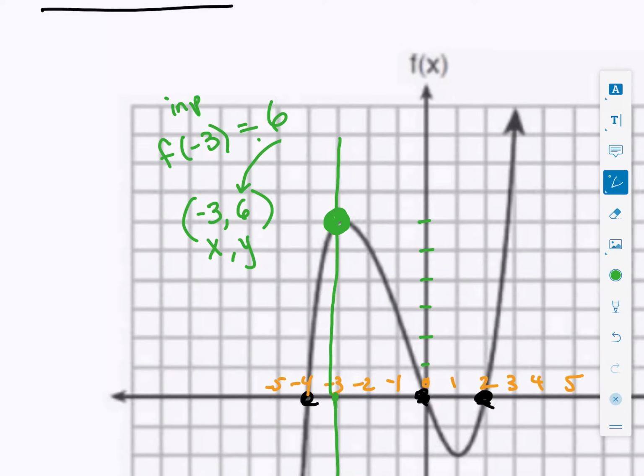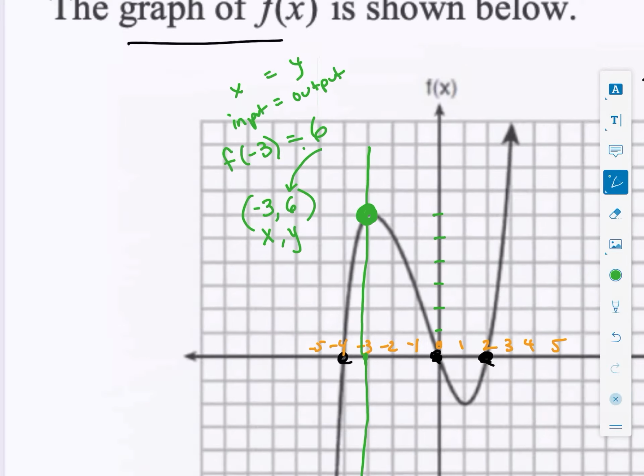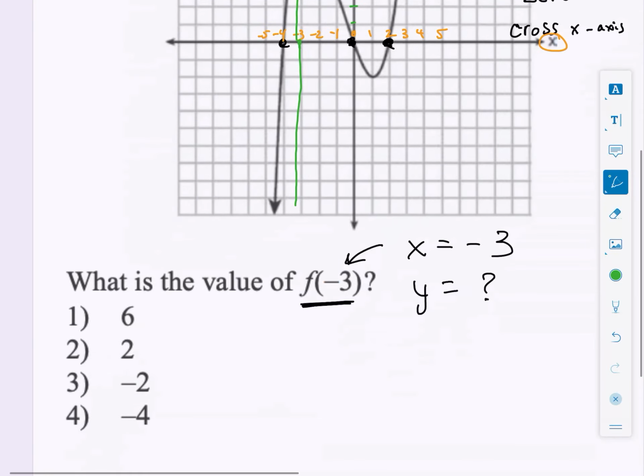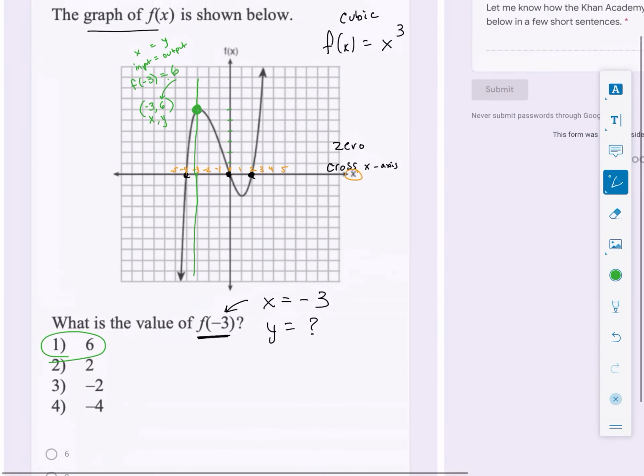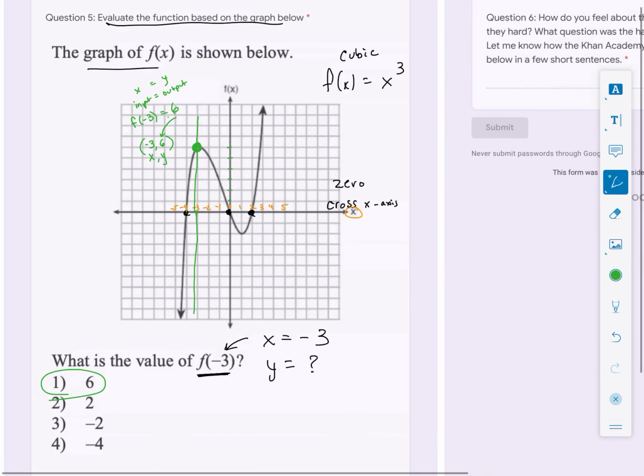It's always given an input, find your output. Given an x, find your y. And therefore, our final answer should be choice 1. That's it.